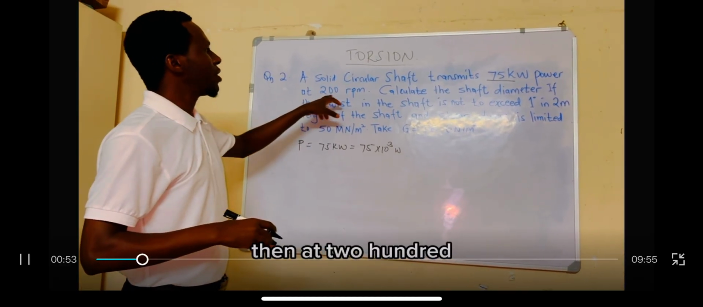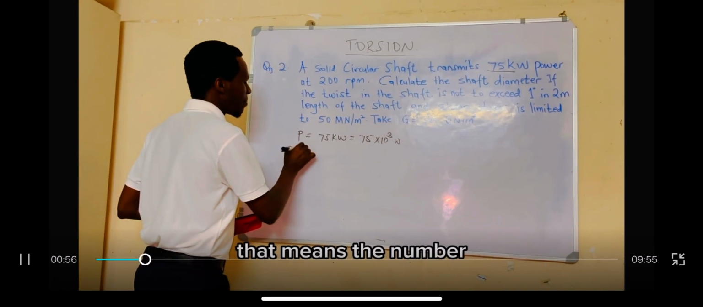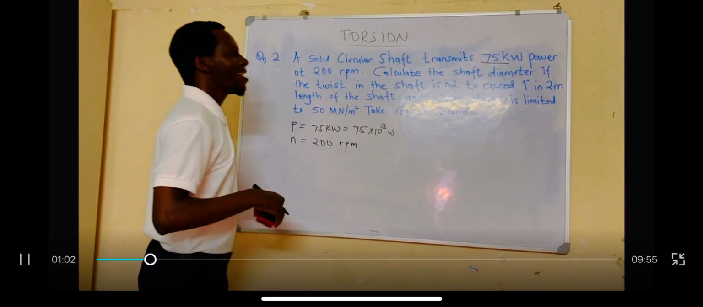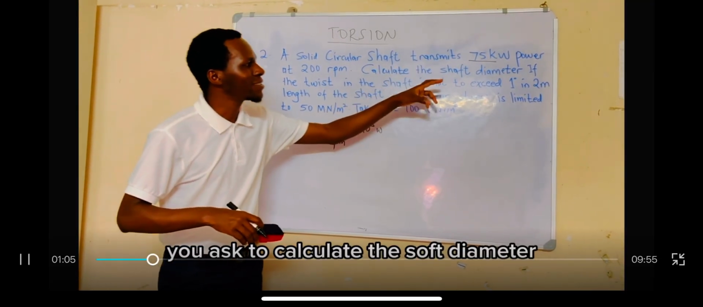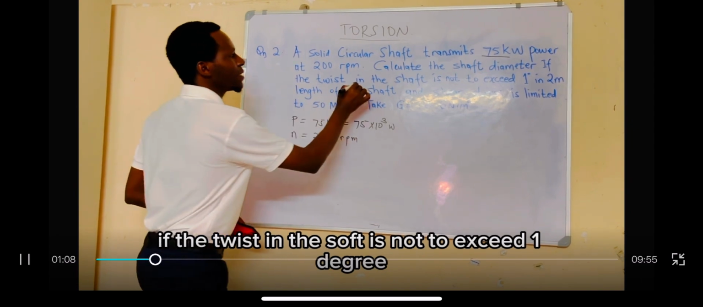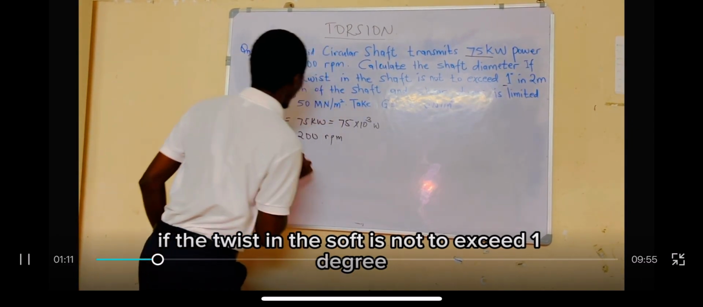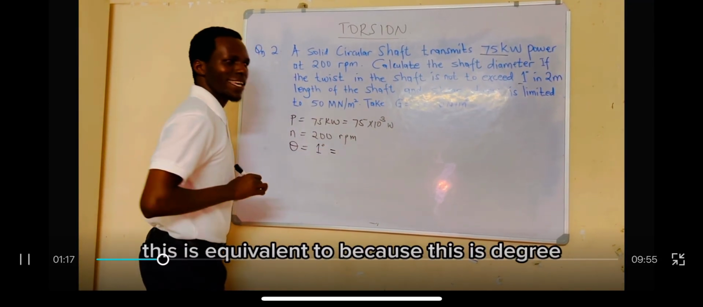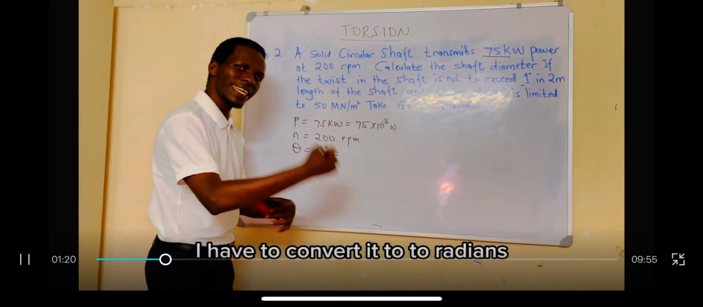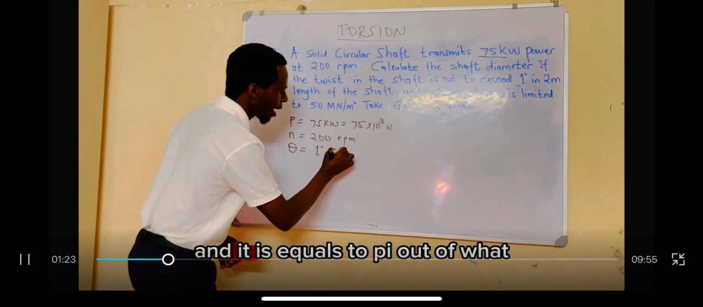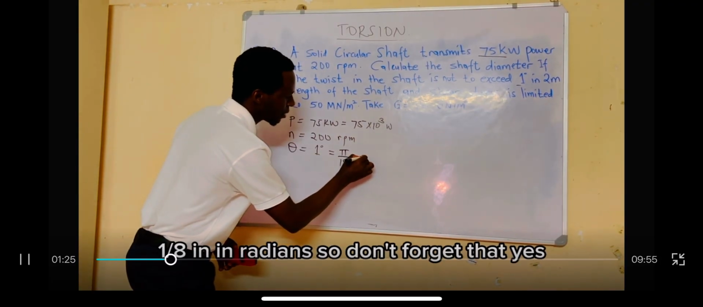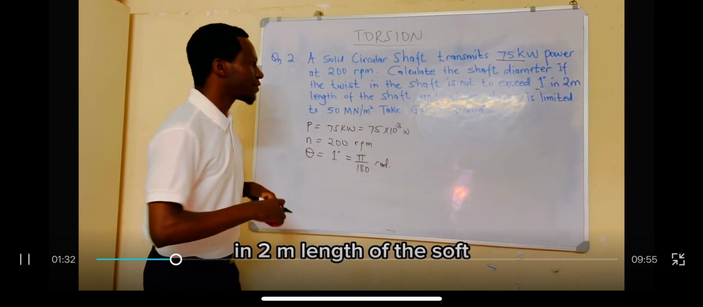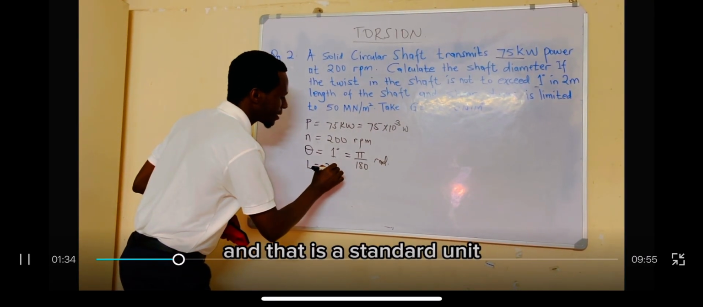Then at 200 revolutions per minute, that means the number n of revolutions is given to be 200 revolutions per minute. You are asked to calculate the shaft diameter if the twist in the shaft is not to exceed 1 degree, meaning that our angle of twist must not exceed 1 degree. This is equivalent to, because this is in degrees, I have to convert it to radians, and it equals pi out of 180 in radians. So don't forget that. Yes, in 2 meter length of the shaft. So that means our L is given to be 2 meters, and that is the standard unit.